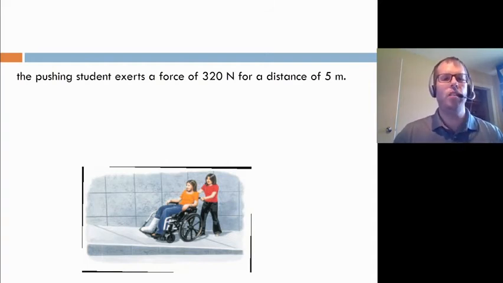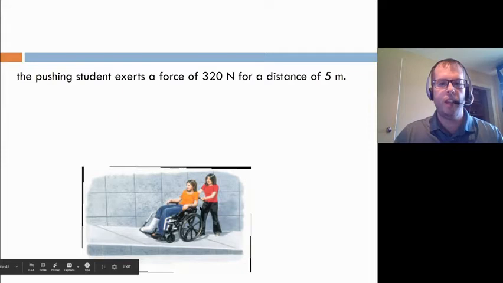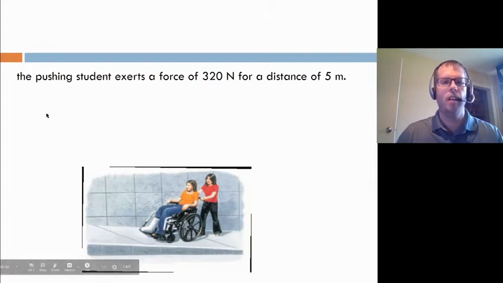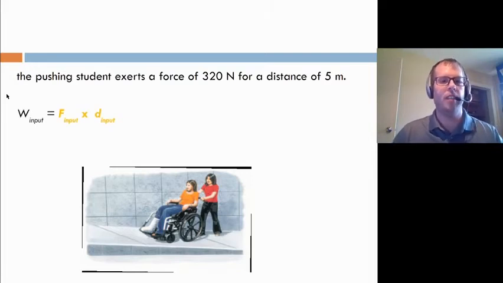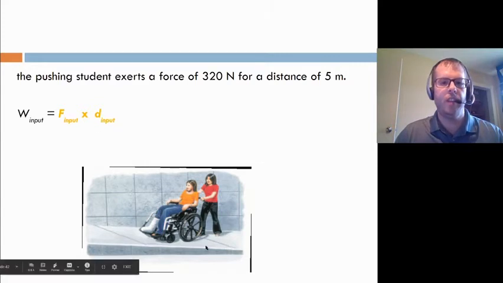Okay, so let's start this off. A pushing student exerts a force of 320 newtons for a distance of 5 meters. So they're pushing on the wheelchair, 320 newtons, a distance, so this total distance here, of 5 meters. This comes down to doing our calculations. So work input in this case is the input force, which would be the force that the young lady here is pushing with, which is 320 newtons, and the input distance, so the distance that's being traveled with that force, is 5 meters.